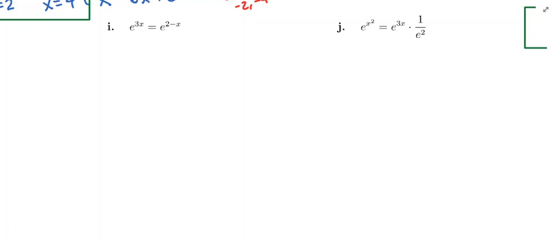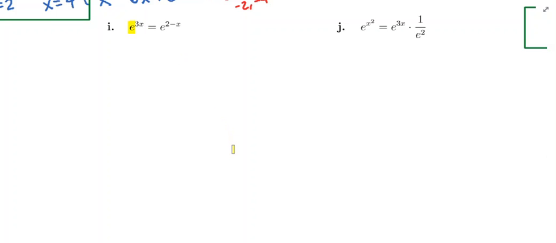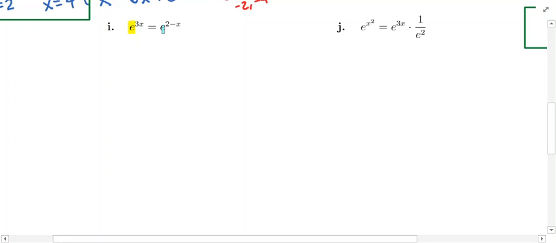Your first attempt at solving an exponential equation is to try to equate the bases. On the left side, e is our base. Remember, e is the number approximately 2.71. You're going to leave it as e. On the right side, the base is also e. So the bases are already equal.